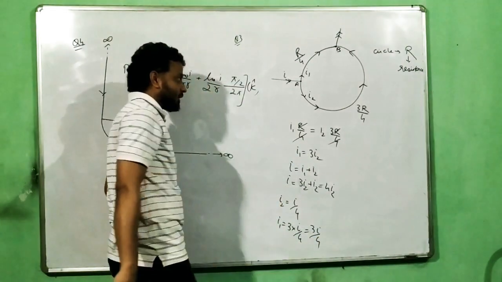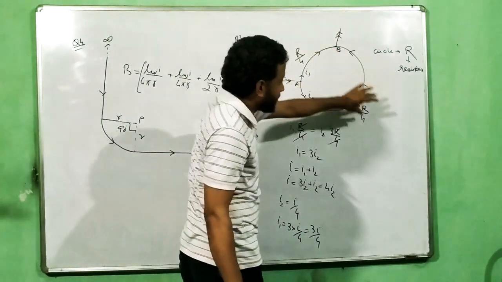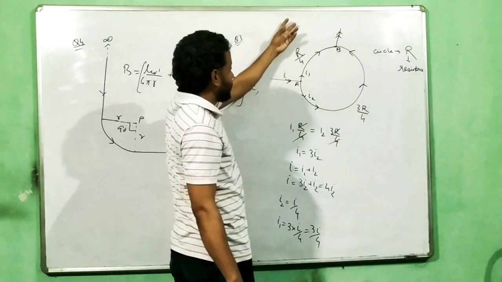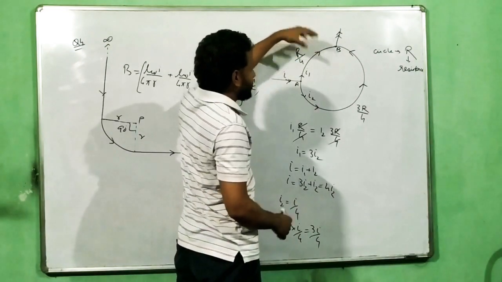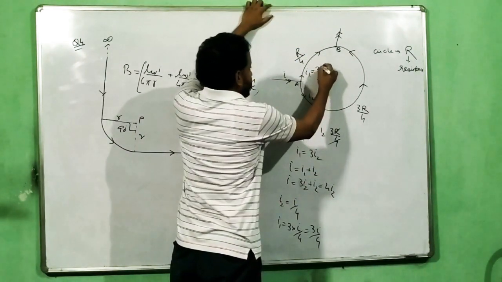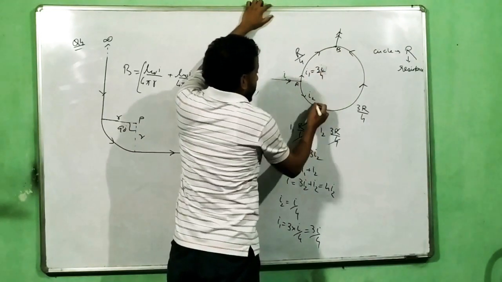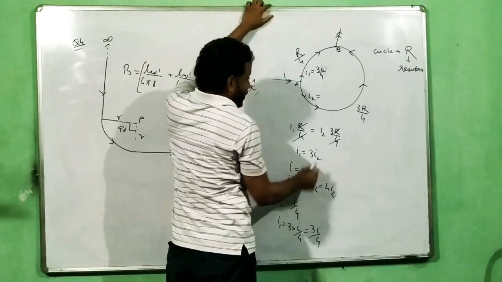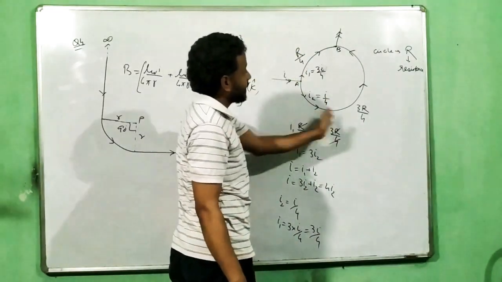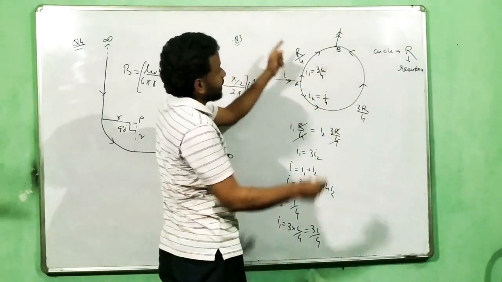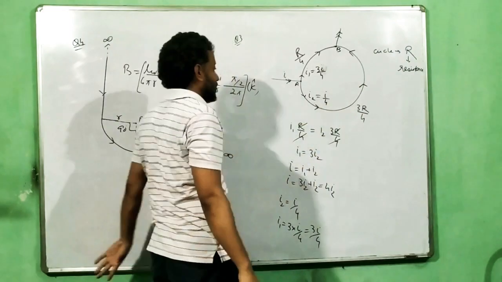This is what I was saying here, a shortcut. If this is R by 4 and this is 3R by 4, then the current which goes here will be more, because the lesser the resistance, the more the current, so that the product remains the same. So I1 here will be 3I by 4, that is 3/4 of the total current, and I2 here will be 1/4 of the total current. If the resistances are in this ratio, the current will divide in the opposite ratio, 3I by 4 on that side and I by 4 on this side.